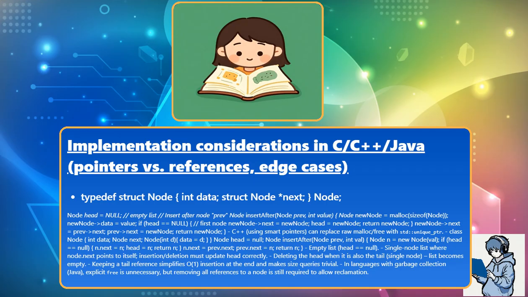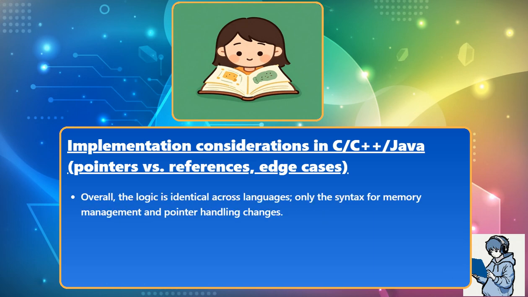In languages with garbage collection, such as Java, explicit free is unnecessary, but you must remove all references to a node to allow reclamation. Beware of infinite loops during traversal. Always stop when you return to the starting node. Overall, the logic is identical across languages. Only the syntax for memory management and pointer handling changes.